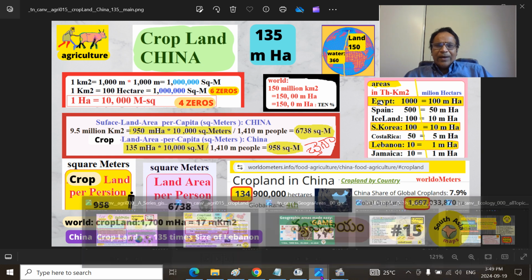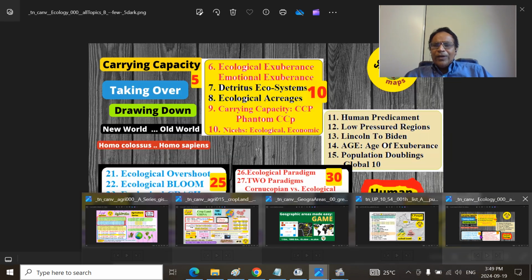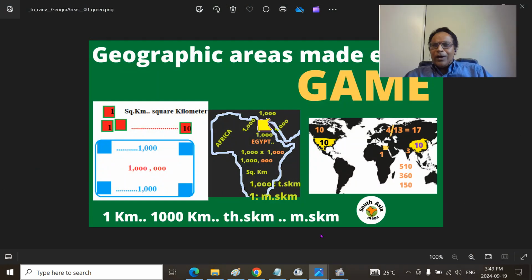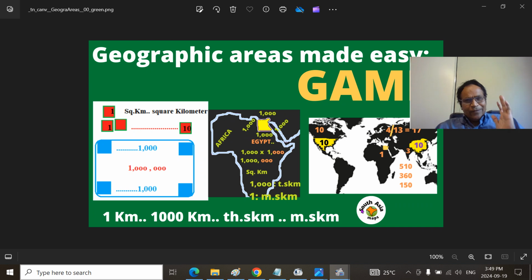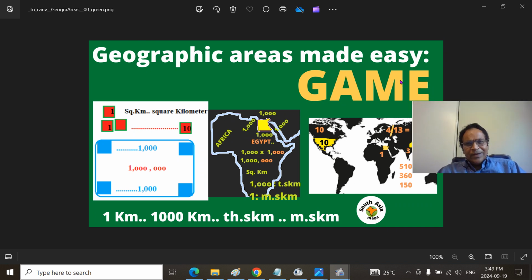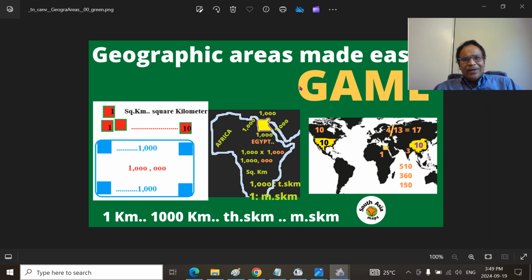In order to understand this, Mitronam, you have to comprehend the surface areas on the planet Earth. Look in the playlist Geographic Areas Made Easy, where I made it very simple. So you get square kilometers like this. If you put a thousand here, six zeros means 1 million square kilometers. That is exactly the size of Egypt.